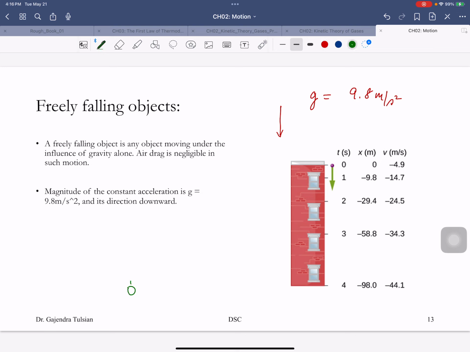So for instance, if you toss a ball up with an initial velocity, since the acceleration is pointing downwards, the ball will slow down. So its velocity will decrease, eventually go to 0, and then it'll turn around and the velocity will start increasing. So the acceleration due to gravity is pointing downward, and the magnitude of the acceleration is 9.8 meters per second squared.